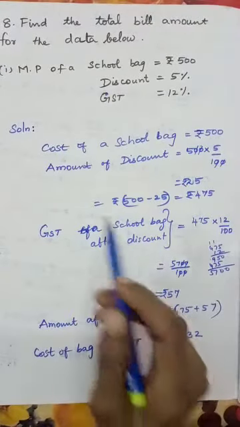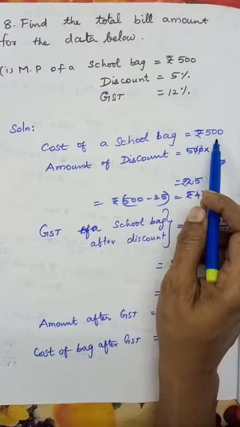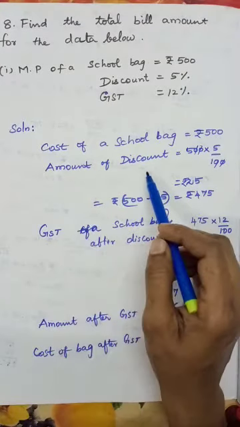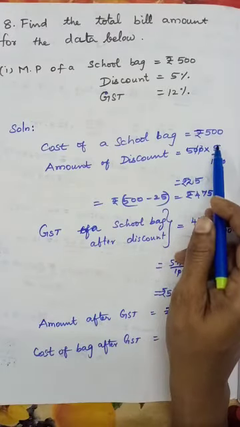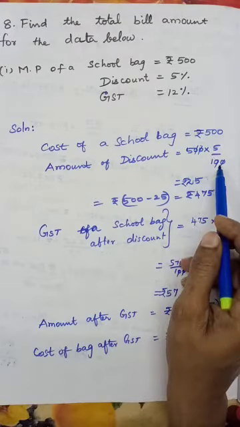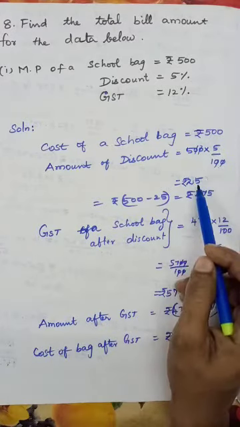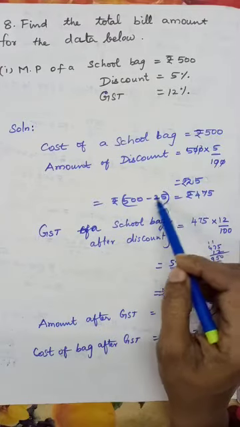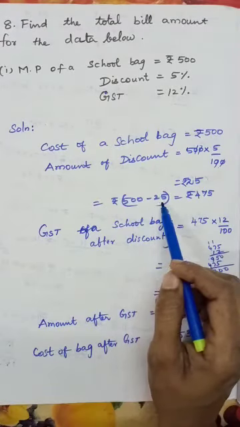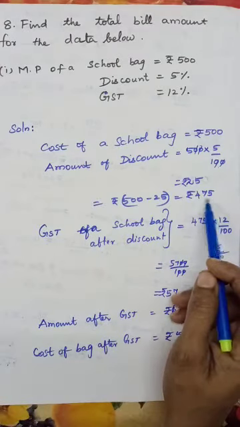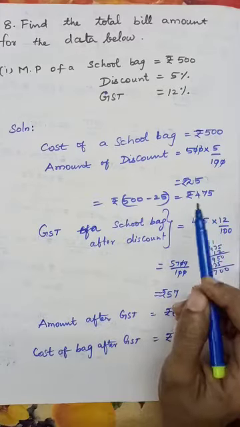Okay. First solution, cost of school bag is equal to rupees 500. Amount of discount is equal to 500 into 5 by 100. 5%, no, so 5 by 100. 0, 0 gets cancelled. 5 5s are 25. So 25 rupees is discount. So you have to subtract 25 rupees from 500. That is the cost of a school bag is rupees 475.